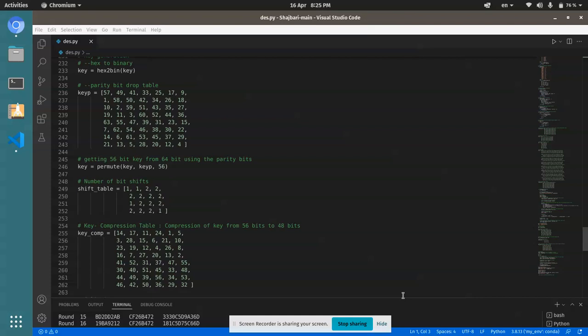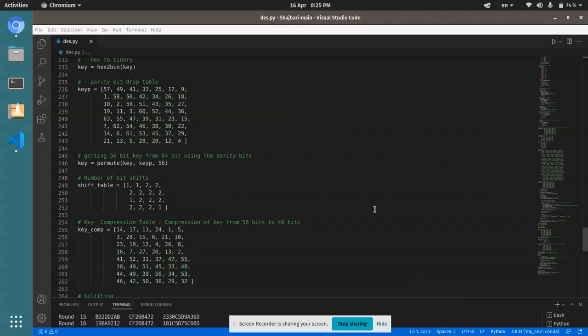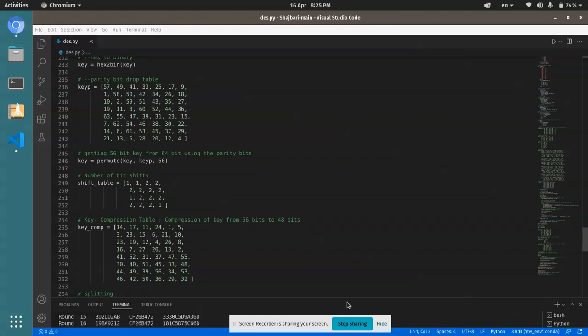The transposition process compresses the 56-bit key to 48 bits, and then the expansion permutation process expands the 32-bit RPT to 48 bits. Now the 48-bit key is XORed with the 48-bit RPT, and the resulting output is given to the next step.